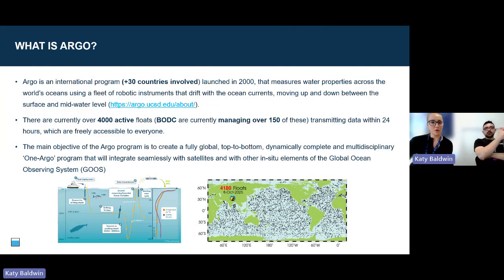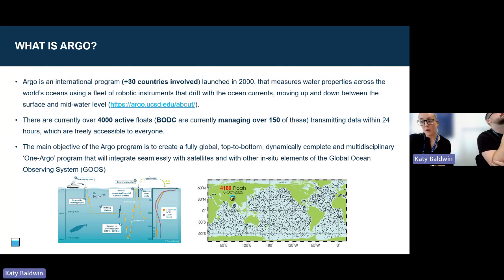So I just want to start off with a quick introduction to what Argo actually is. Argo is an international research programme with over 30 countries involved, and with each country having their own Argo floats to look after and manage. And so we at BODC are a critical component of the UK Argo programme.